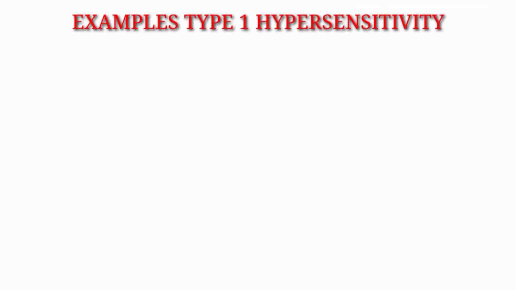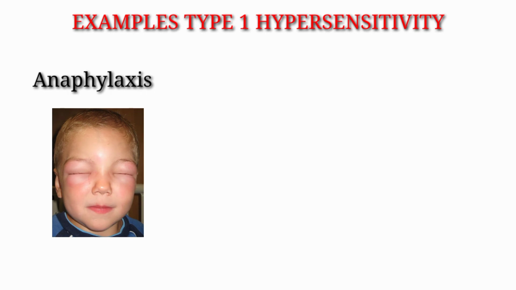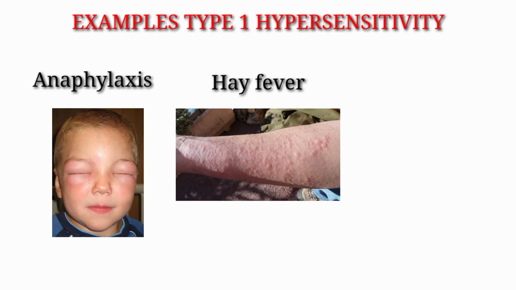So examples for type 1 hypersensitivity or immediate hypersensitivity are anaphylaxis. This is a serious allergic response that often involves swelling, hives, lowered blood pressure, and in severe cases, shock. Another example is hay fever. This is also called allergic rhinitis. It causes cold-like symptoms such as runny nose, itchy eyes, congestion, sneezing, and sinus pressure. But unlike a cold, hay fever is not caused by a virus.